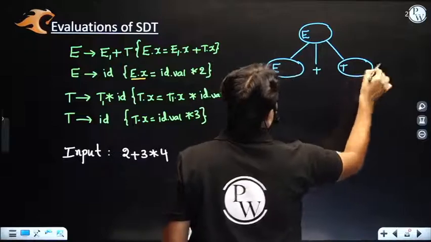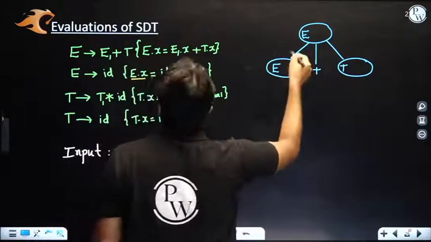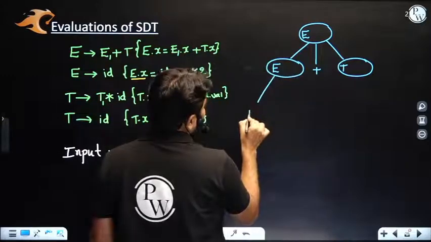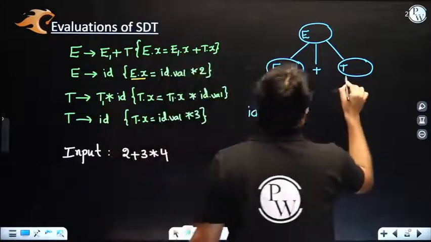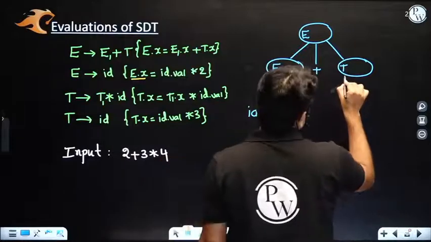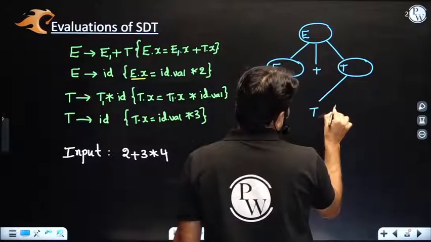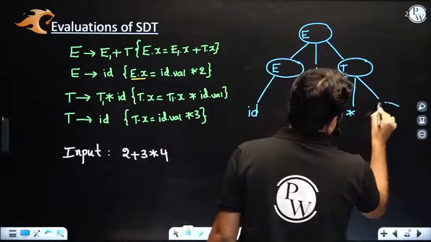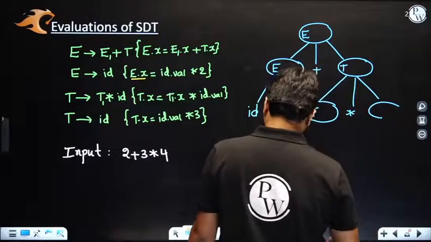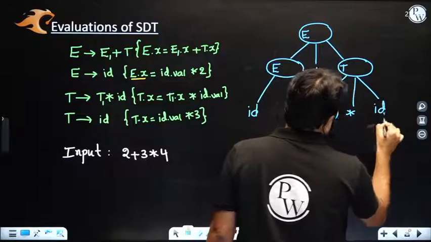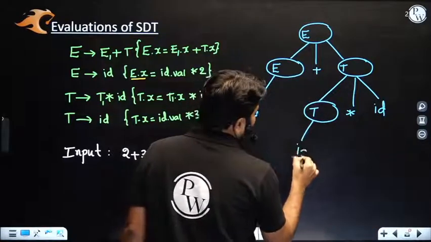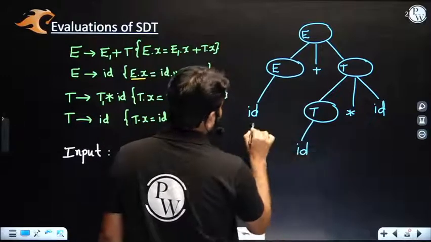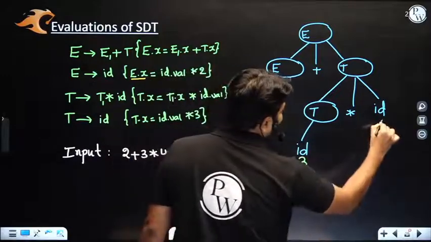Here, T equal I can put later on. Now E derives E plus T, plus is done. This E you need to substitute with ID. And T you have T star ID, and this T derives ID. So you know the values, right? What are the values you have? This is 2 and 3, 4.